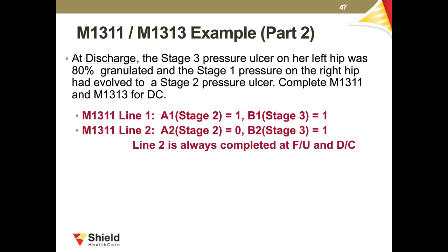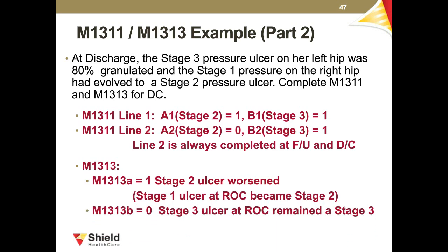And then with her on M1313, what happens? Now, that one is looking at discharge. So at discharge, we're saying which got worse. The only thing that got worse was that stage 2 pressure ulcer. It was a 1 before, and now it's a 2. The 3 was a 3 before, so it hasn't changed. So there's nothing on this stage 3. It was the same at resumption of care as it is now.